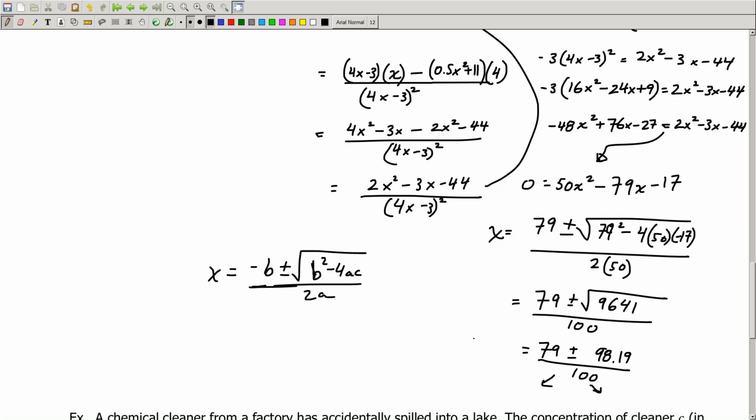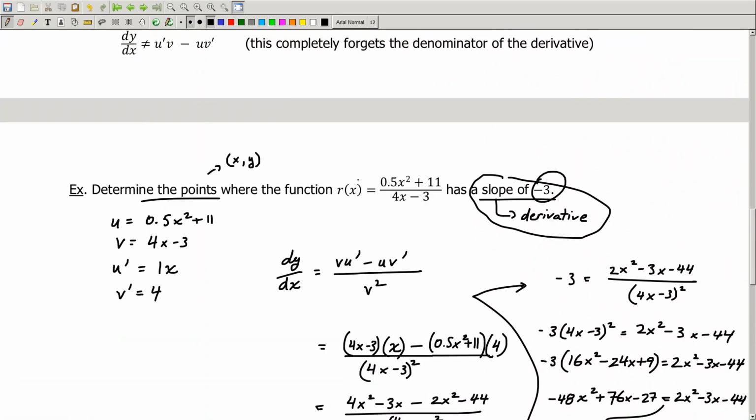Once I get the 2 x values, I'll have to plug them back into r of x to get the 2 y values, and then I am done. I've got my point.